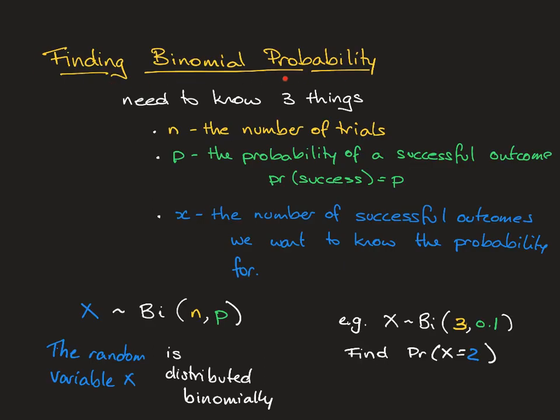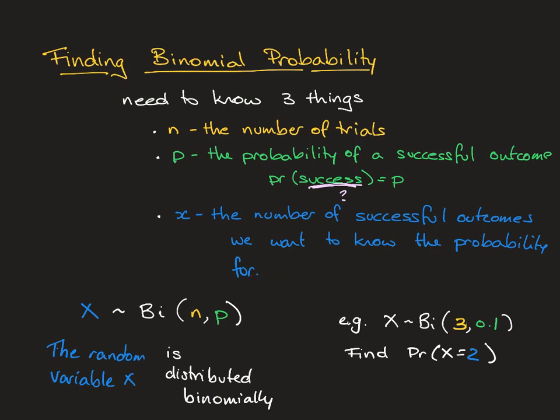So to find binomial probability, you need to know 3 things. You need to know N, which is the number of trials. You need to know P, which is the probability of a successful outcome. So realistically, you also need to know what is a success. And then finally, you also need to know the number of successful outcomes that you want the probability to be for.